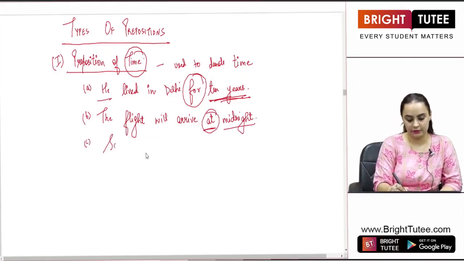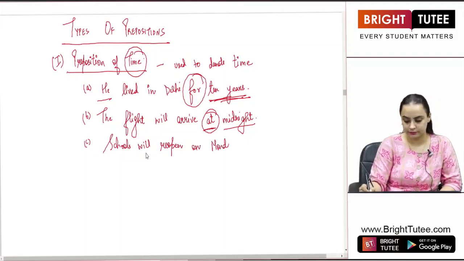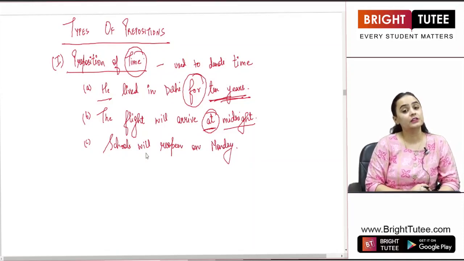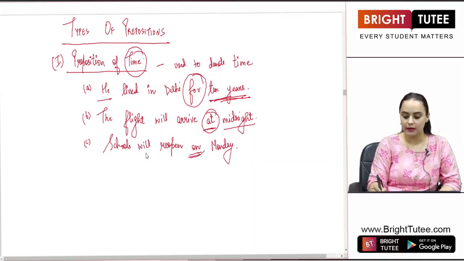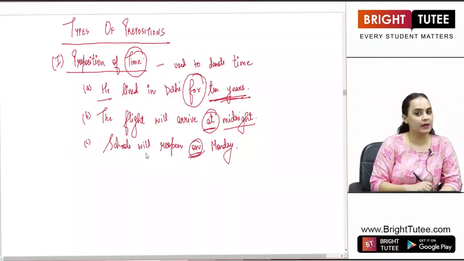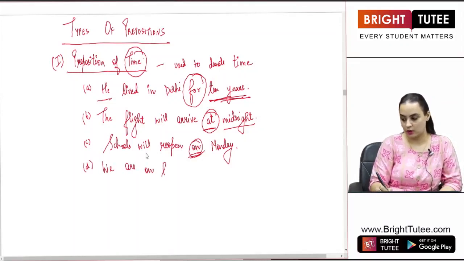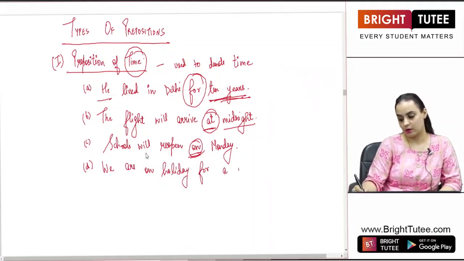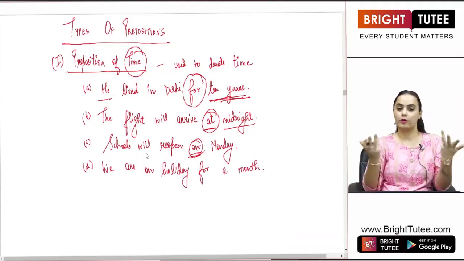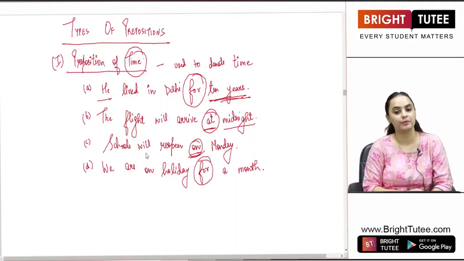Another example if I give you. Schools will reopen on Monday. So when will the schools reopen? On Monday. So what is the time when the schools will reopen? On Monday. So on is my preposition of time. We are on holiday for a month. So for how much time are we on a holiday? For a month. So again the preposition of time.